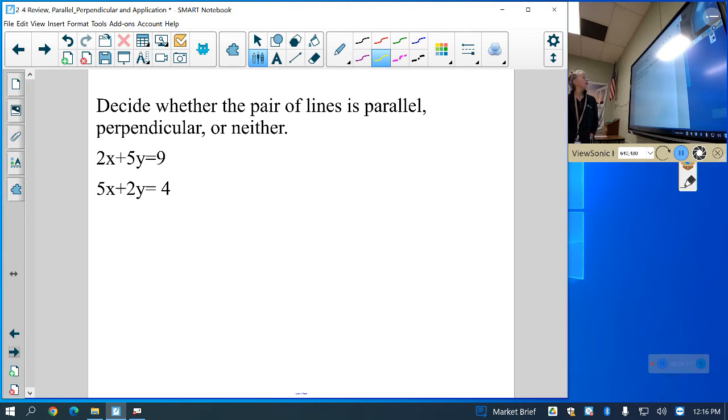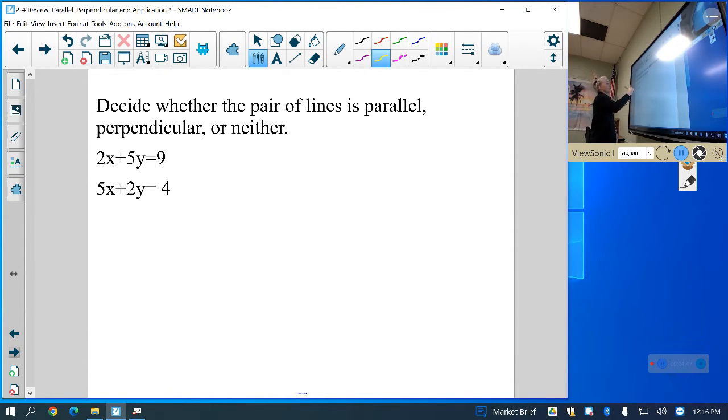Decide whether the pair of lines is parallel, perpendicular, or neither. So here we have our two lines. How do we know what the slope is? Because that's how we tell if lines are parallel or perpendicular. If the slope's the same and the y-intercept's different, they're parallel. If the slope's opposite reciprocals, that means it's perpendicular.